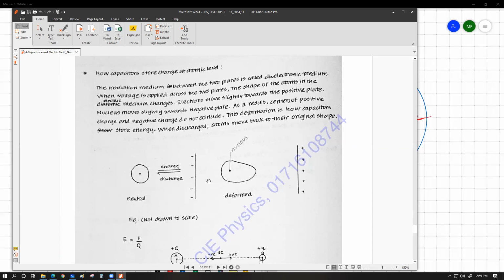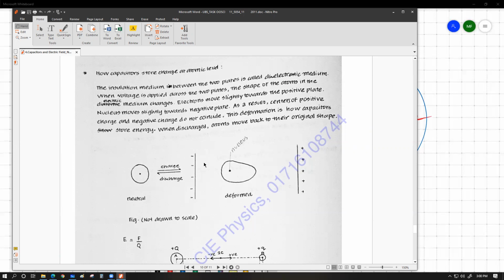But whenever we apply an electric field across it, so this is actually represented to be one single atom. Figure not drawn to scale. This is one atom. So let's say here is the nucleus, and this is the total electron shell. Whenever we apply a significantly strong electric field across an atom, the electron cloud slightly moves towards the positive plate, and the nucleus slightly moves towards the negative plate.